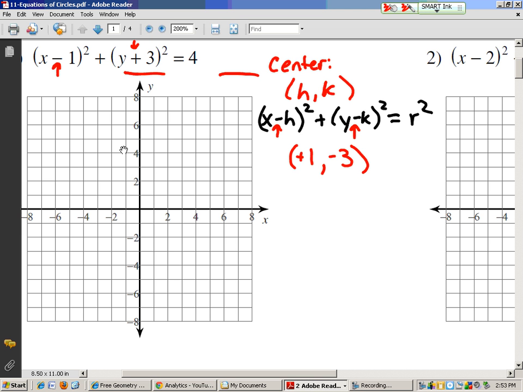And the radius is going to be equal to, so if this is r squared, and in this case r squared equals 4, I can write it like this: r squared equals 4, square root both sides, r equals 2, because the negative 2 is not going to be used in geometry for length. Okay, so our point is 1, negative 3. That's right here. The radius is going to be over 2, down 2, left 2, up 2, and draw yourself the circle.